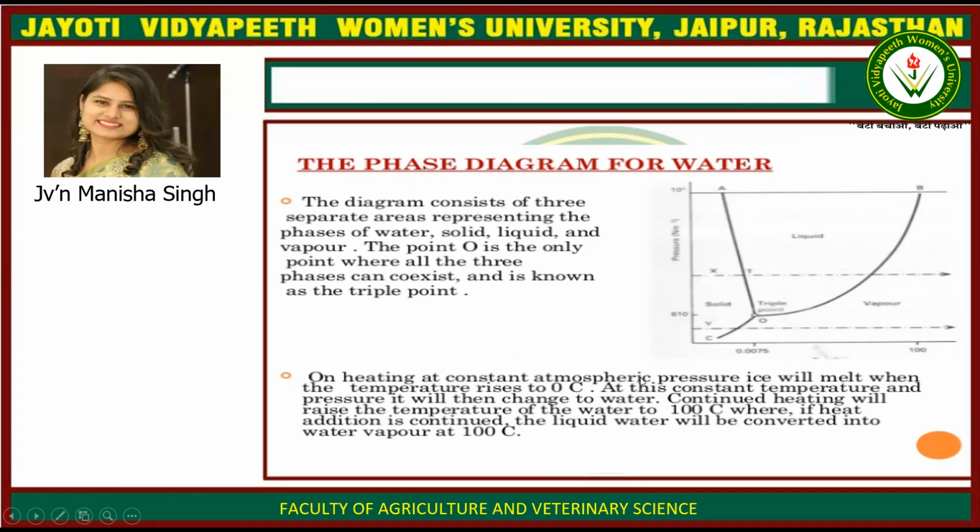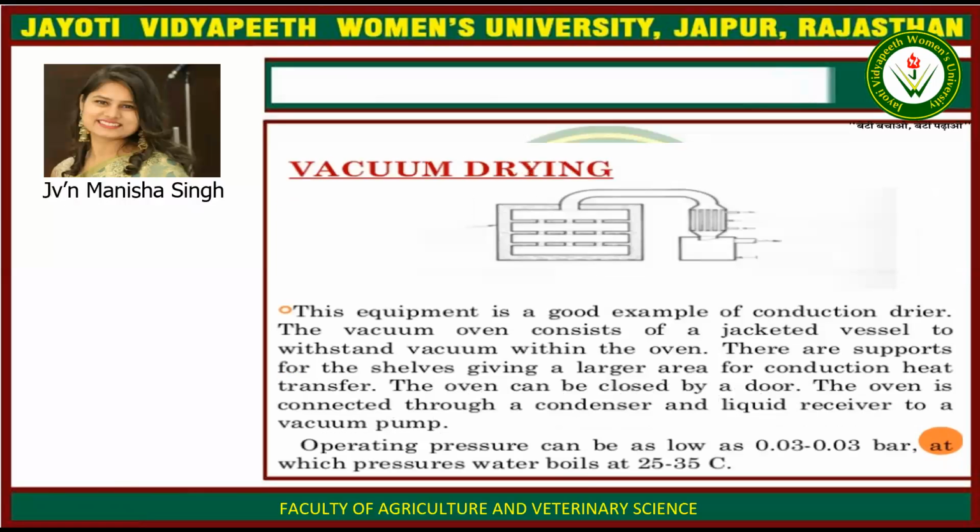Then on heating at constant atmospheric pressure, ice will melt. When the temperature rises to 0 degrees Celsius, at this constant temperature, the ice will change to water. Continued heating will raise the temperature of the water to 100 degrees Celsius, where if heating is continued, the liquid water will be converted into water vapor at 100 degrees Celsius.